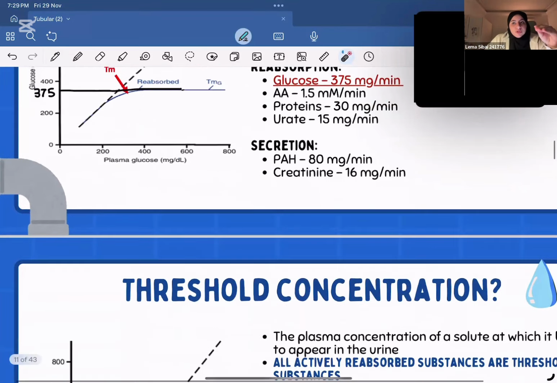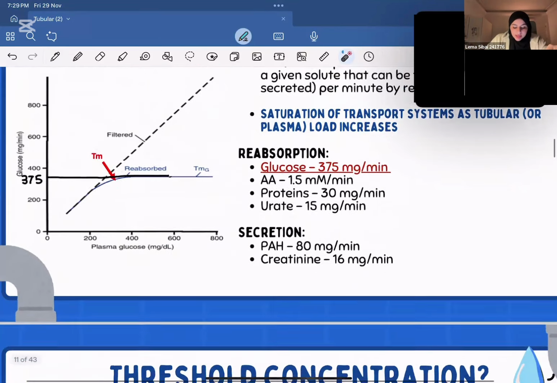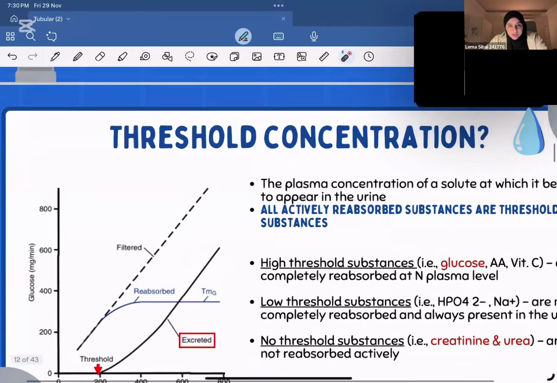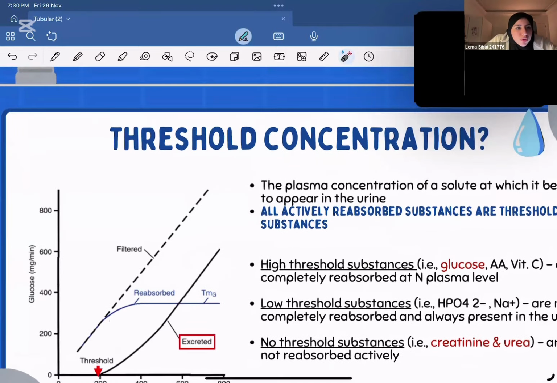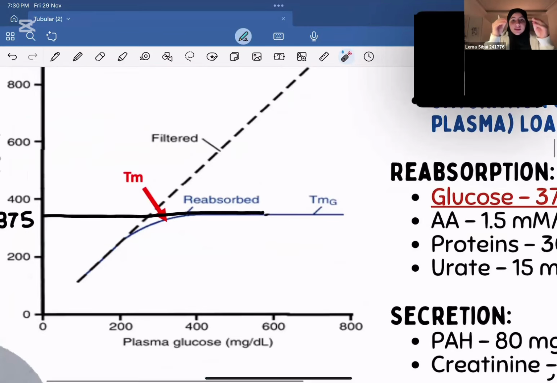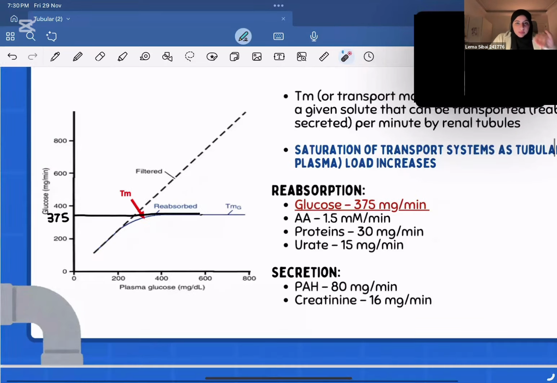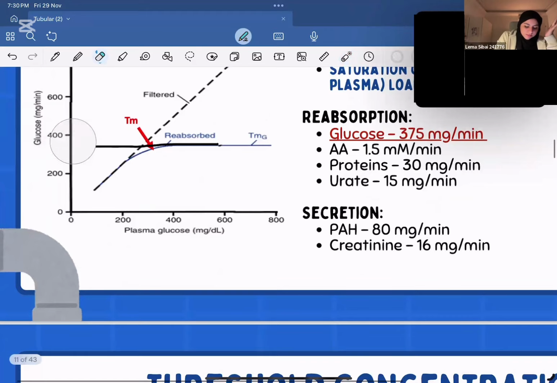So now that we understood what transport maximum is, what is threshold concentration? So no more than 375 glucose can get absorbed. Yes, exactly. That is the point. That is the rate at which glucose can be reabsorbed without being excreted, or not abundantly excreted. 375. Does that make sense? Yeah, okay. You got the point.